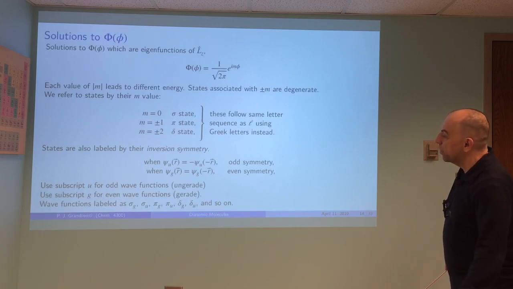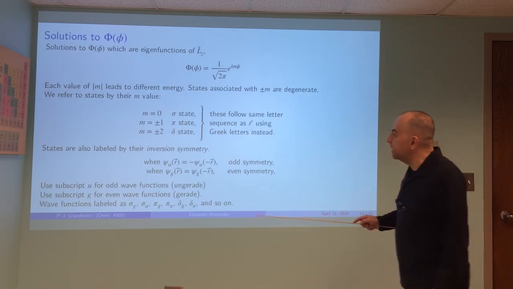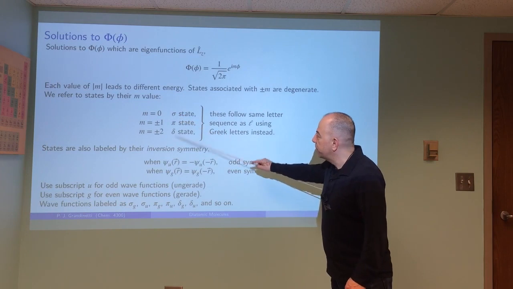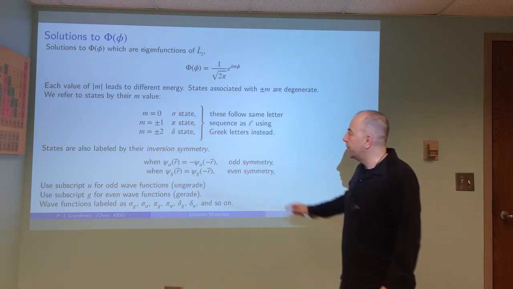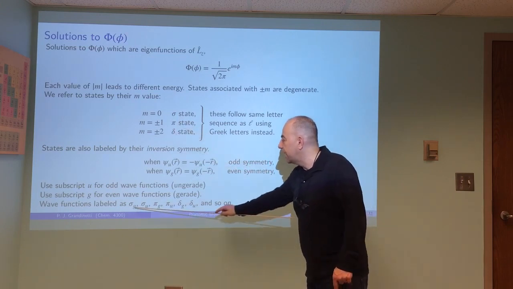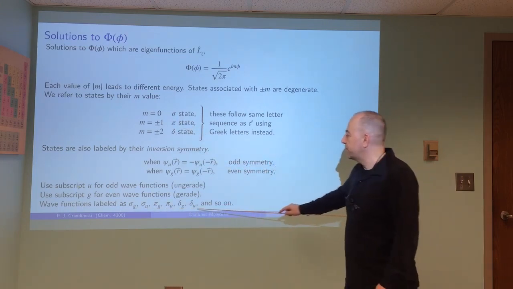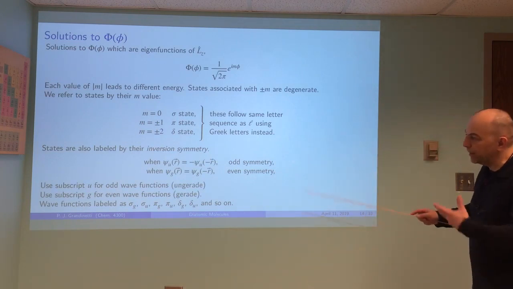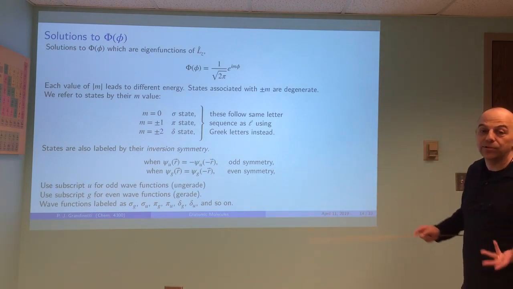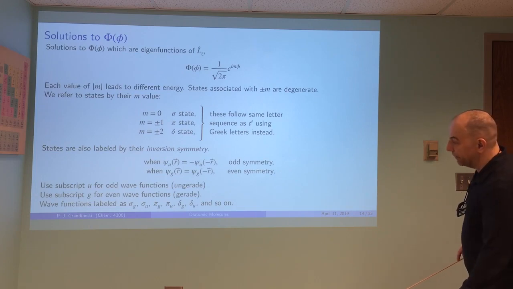Okay. So what we'll see then is a whole bunch of functions where the m value is going to be given by some symbol, sigma, pi, or delta, and their symmetry is going to be given by a subscript, g or u, right? And those will be the labels that you see on these wave functions.